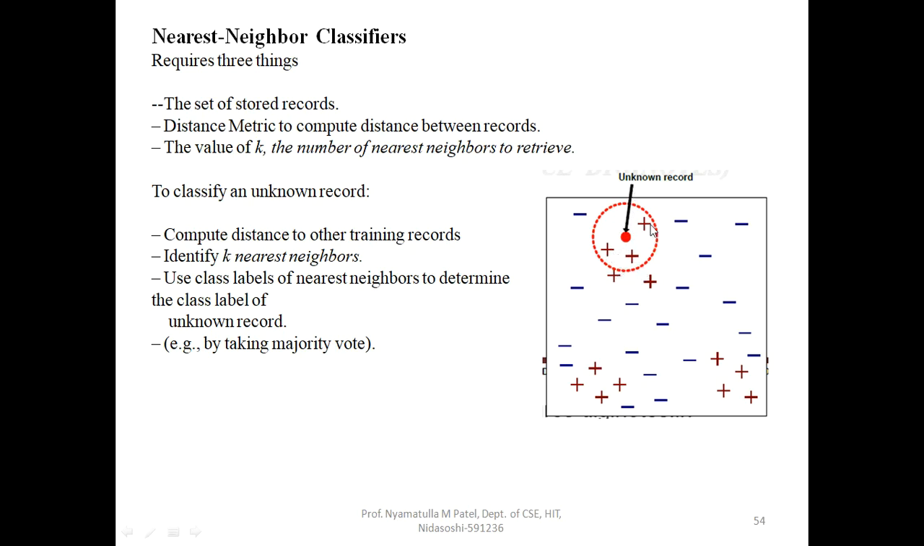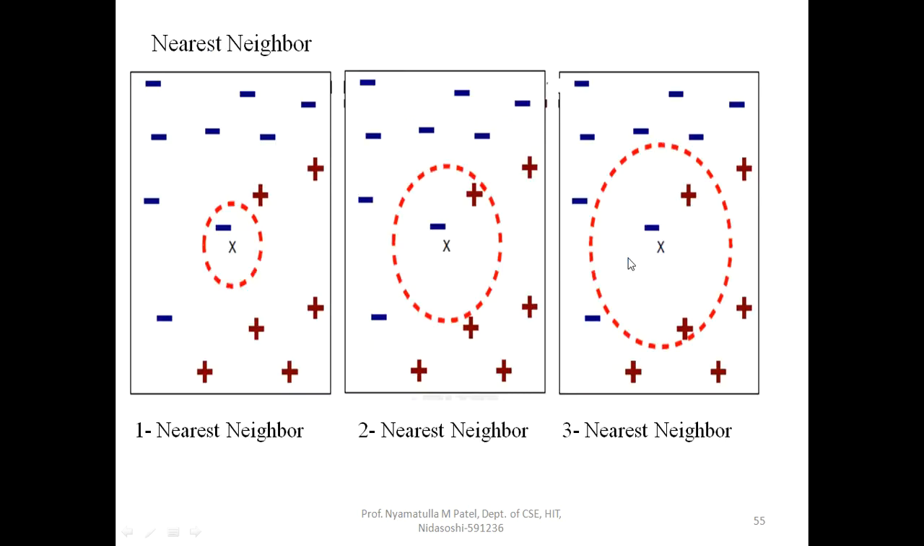Okay, by taking the majority vote. In this case the majority vote is positive. All these three nearest neighbors are positive. So, whatever is the class of these positive points will be assigned to the unknown record.